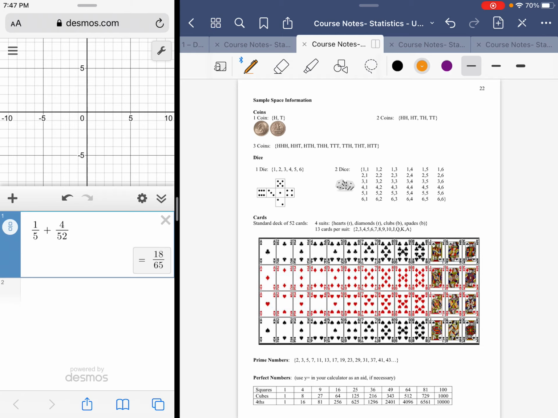So we're looking at page 22 in the packet, Unit 2. This is related to sample space information, and so these are some popular sample spaces that come up repeatedly in probability.